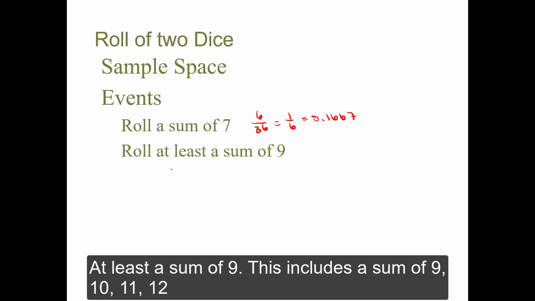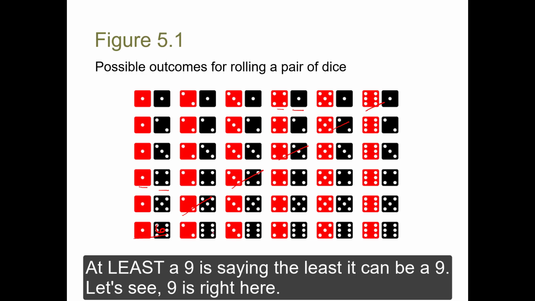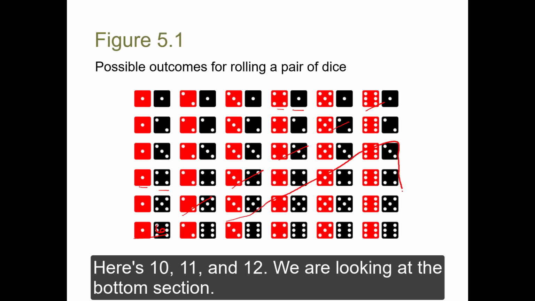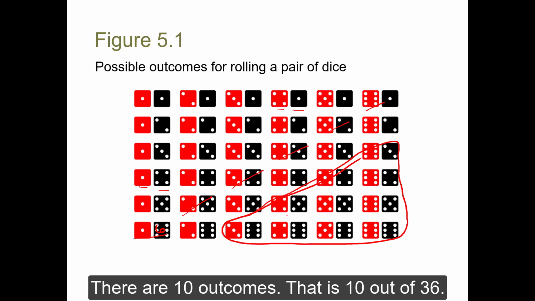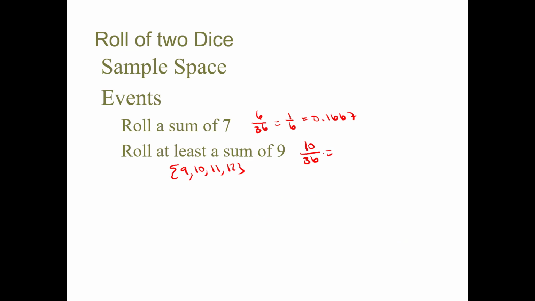All right, at least a sum of 9. So at least a 9 would be 9, 10, 11, 12. The least amount it can be is a 9. So let's see. 9's right here, and there's 10, there's 11, and there's 12. So we're looking at this bottom section, and there's 4, 7, 8, 9, 10 of those. So that is 10 out of 36. And 10 divided by 36 is 0.2778.